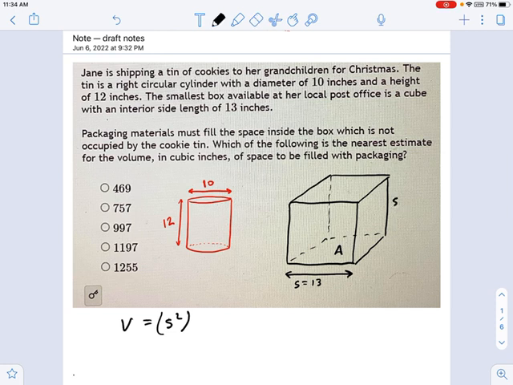Now you might say, why are you not just saying side cubed? Well, sure, that would be easier. We could just say side cubed. 13 cubed is, I don't know my cube tables for 13. So just have to calculate that one. 2,197 cubic inches.